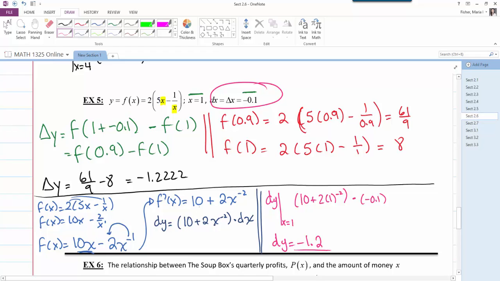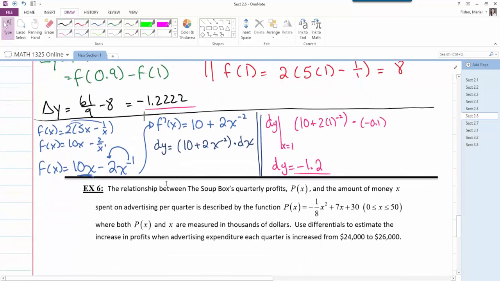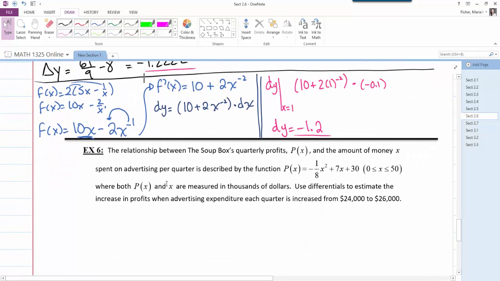Now again, notice how close these two are together. Again, it's because that movement or that change that we did away from x is pretty small. So if your incremental for x is pretty small, then the differential is a great approximation to the actual change in y. All right, so let's look at this in terms of a word problem.